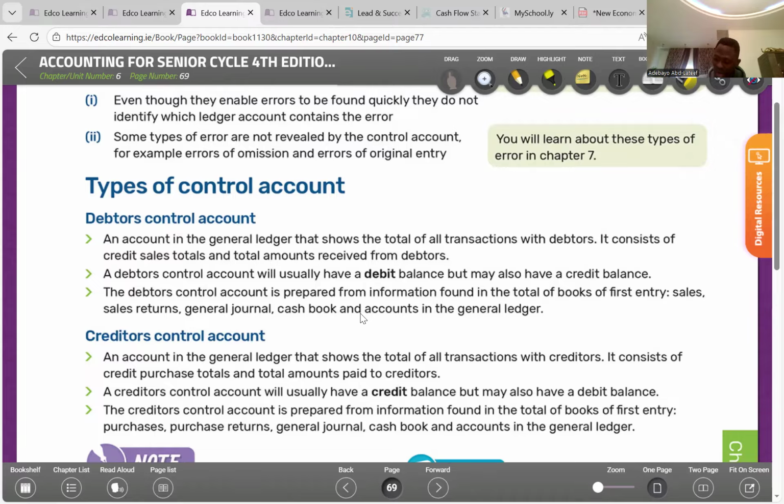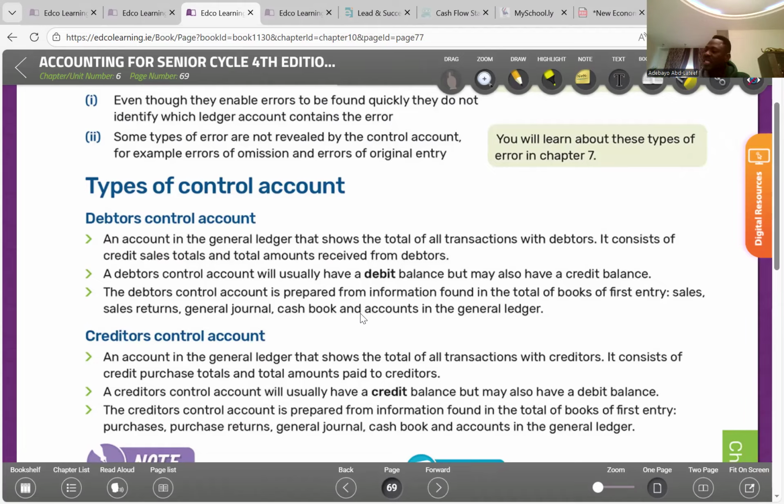Normally, your debtors control account will have a debit balance because they are owing you. But sometimes it could have a credit balance. If it has a credit balance, it simply means you are owing your customers. Do you get it? It's unusual, but we're going to talk about that afterwards.